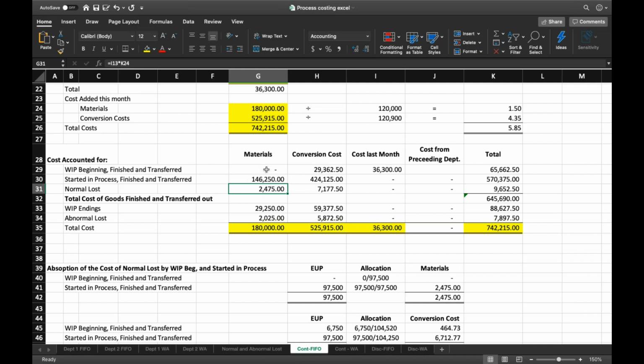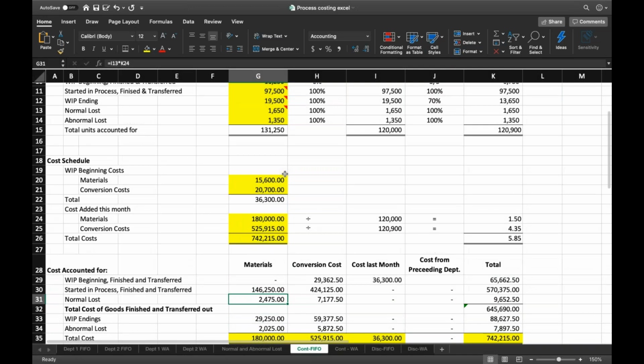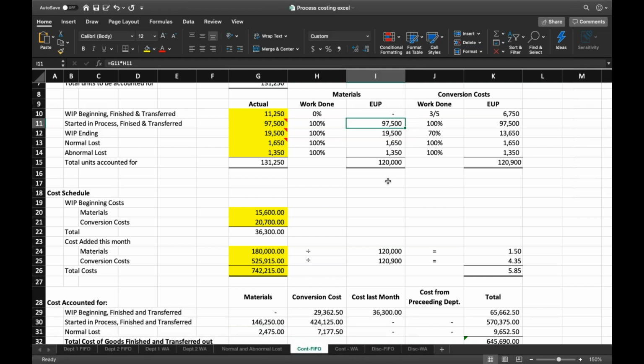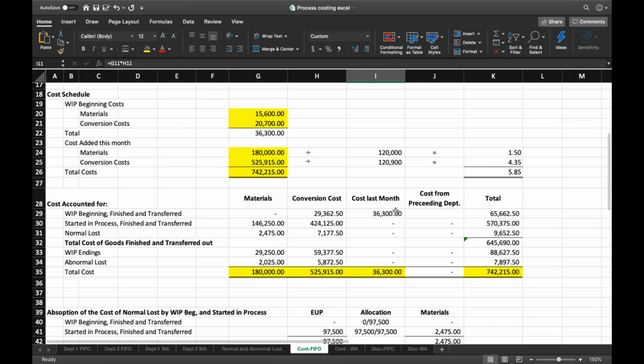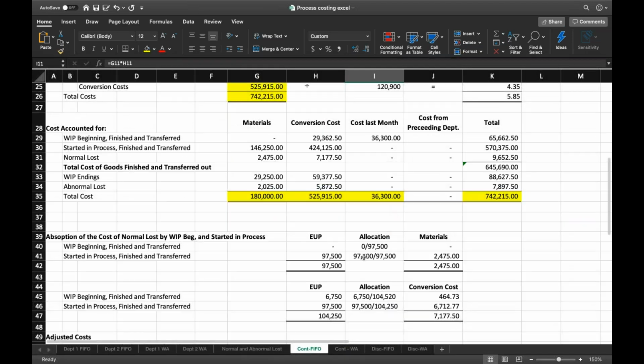But for this scenario, ang gumamit lang ng materials, yung ating started in process, finished, and transferred. At meron siyang 97,500 na materials used or equivalent unit of production. Kaya, siya lang yung may share sa material cost ng normal loss units.